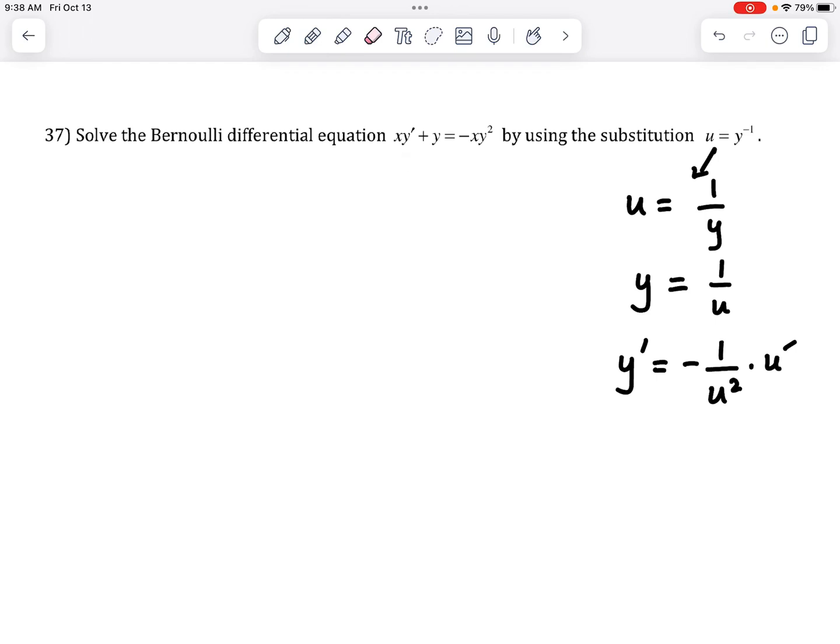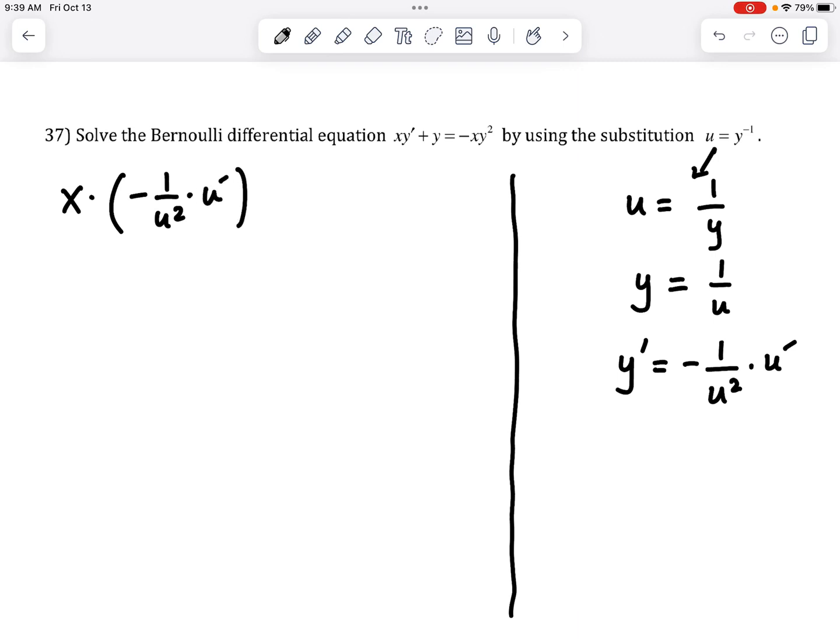All right, here we go. So first of all, it says you've got, and by the way, I'm going to keep the scratch paper on the right side and my actual work on the left side. Okay, so we have x times y prime, and then that gets replaced with the negative 1 over u squared times u prime. And then plus, there's just the y, and y is equal to the 1 over u. And then on the right side, there will be negative x, and then y squared. So if you square 1 over u, that's going to be 1 over u squared.